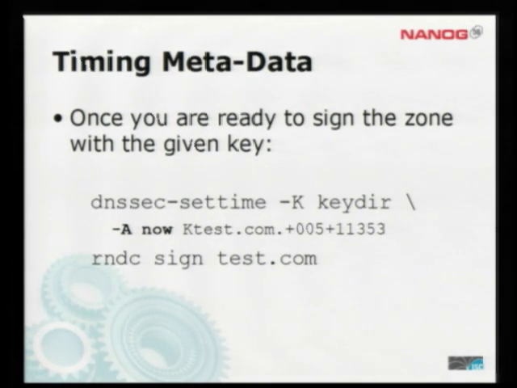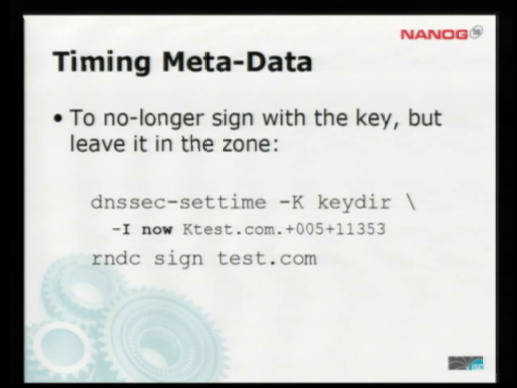So this is taking the metadata that is in the key and changing it, where the activation date was none previously, so we were never going to actually use it. Well, I want to make it ready. We're going to start using this key. It leaves all of the other dates intact, and then we do an RNDC sign of that zone. The zone is now signed with the existing key signing key and the new one because you now have 2 active keys.